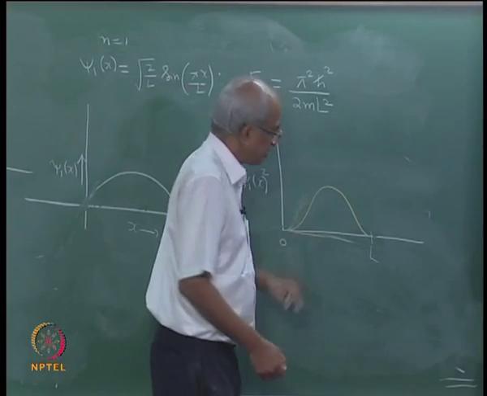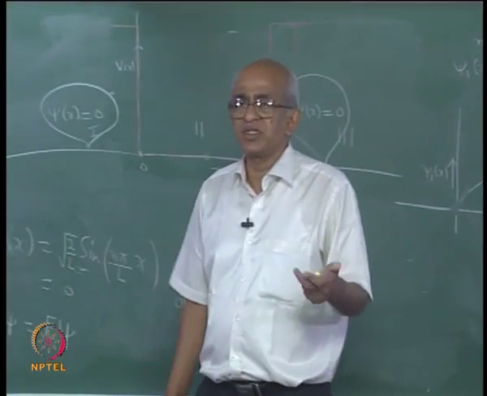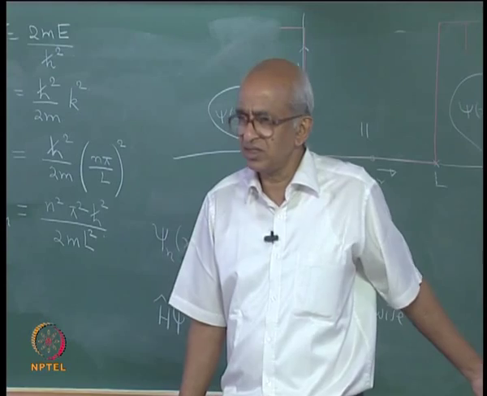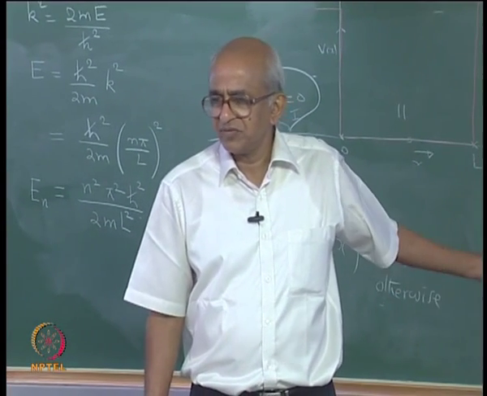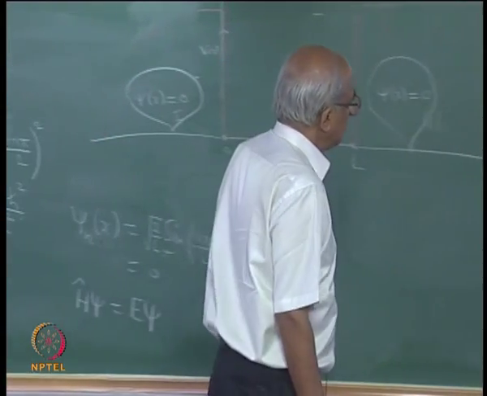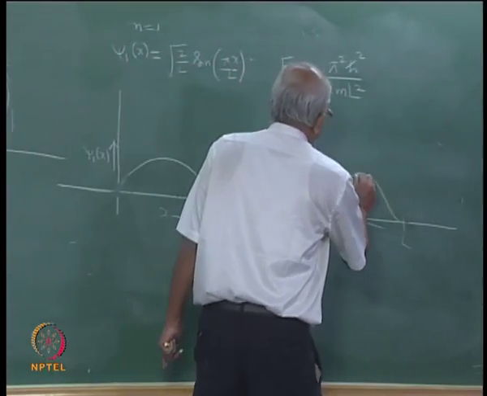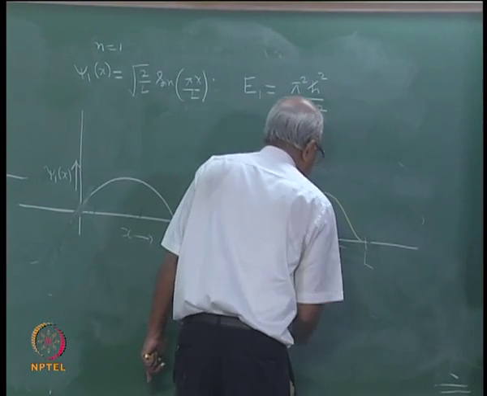And then, if you have such a probability density, and if I ask you what is the most probable position of the particle, the answer is extremely simple. The most probable position for the particle is the center of the box. So, the particle is most likely to be found at the middle of the box, which is L by 2.